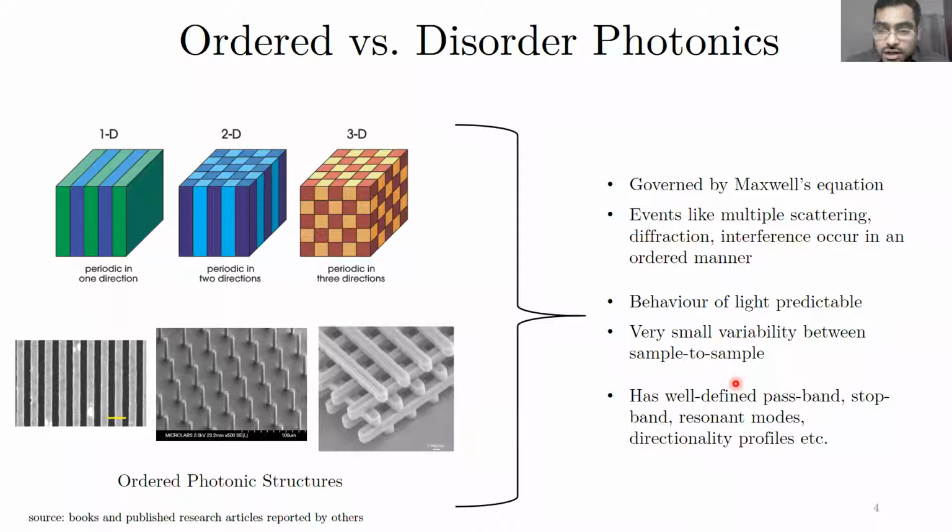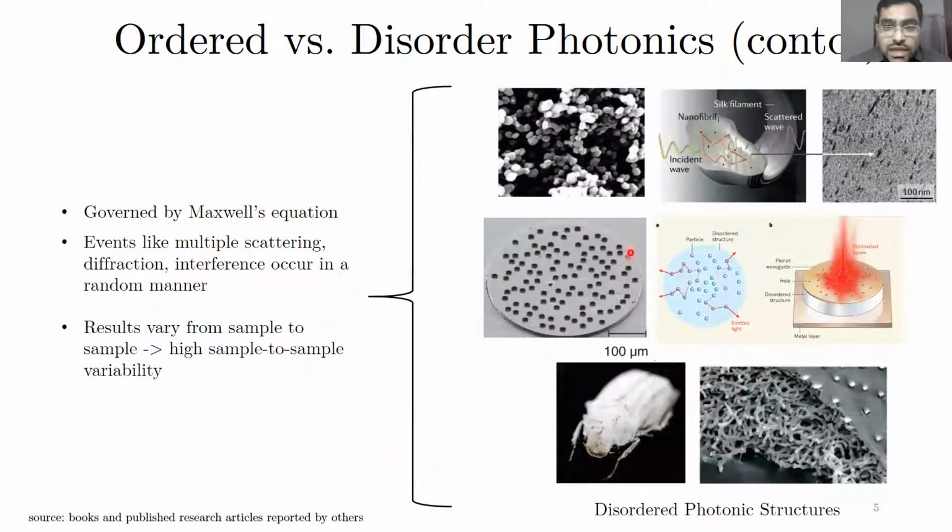But if we look at the disordered structures, what are the main underlying theoretical differences? One thing that is the same for ordered and disordered structures is that the behavior of light here also is going to be governed by Maxwell's equations. That's one of the best parts, that we can describe the behavior of light here by Maxwell's equations. But there are things like multiple scattering, diffraction, and interference happening here in a rather random manner. As a result, there is an unpredictability and sample-to-sample variability, right? So this offers challenges.